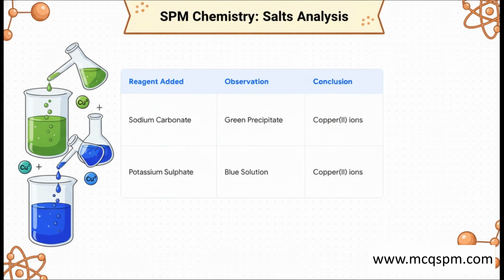Let's break down the evidence here. A green precipitate with carbonate. That's the signature color of copper(II) carbonate. And a blue solution? Well, that is the classic color of aqueous copper(II) ions, like you'd get when you form copper(II) sulfate. You see? Both clues are pointing directly at the same culprit.